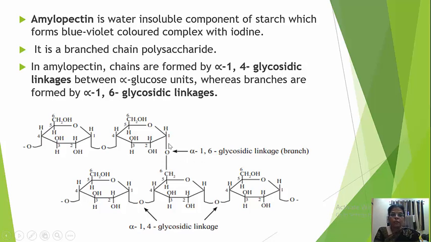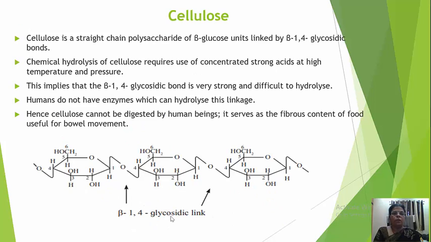Amylopectin possesses alpha 1,6 glycosidic linkage as well as alpha 1,4 glycosidic linkage. This is the structure of starch. That is, starch possesses amylose and amylopectin. Now cellulose. The second example of a polysaccharide is cellulose.